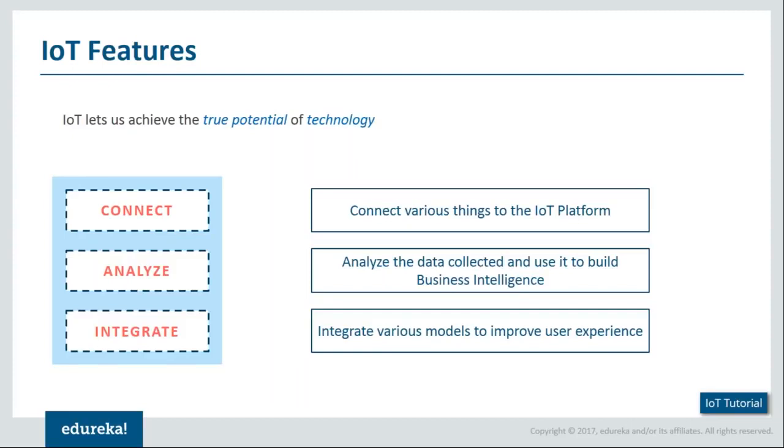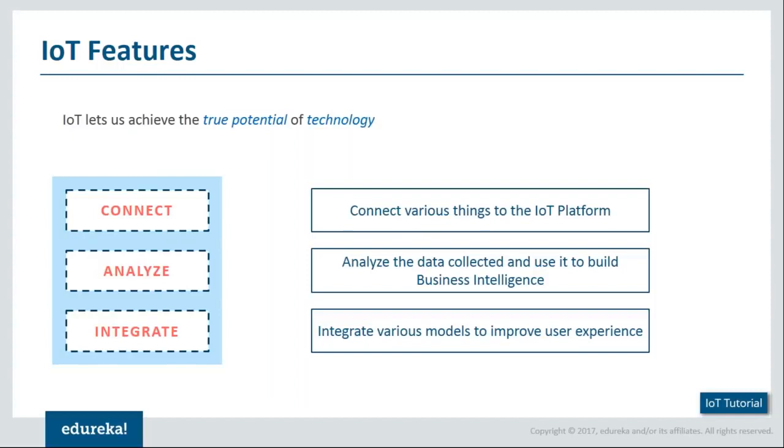Okay, then comes analyze. Now I have my things around me. They each are going to generate some amount of data. Now this data needs to be collected and it needs to be analyzed to build a business intelligence solution. If I have a good insight from the data that is gathered from all of this, then definitely I can call my system a smart system.